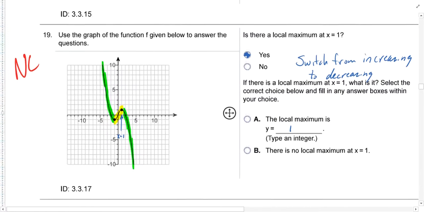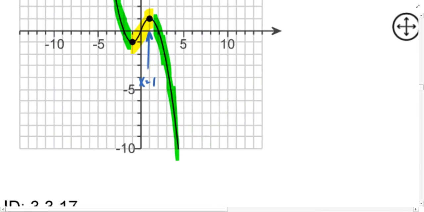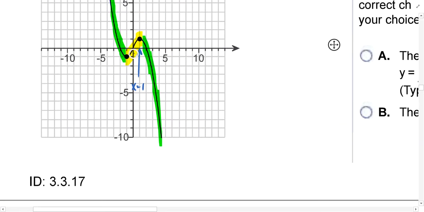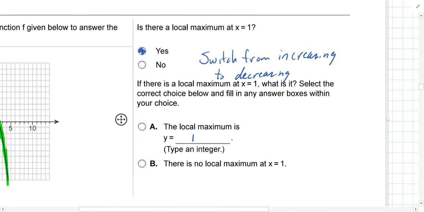For number 19, same sort of thing. This time we're being asked if at x equals 1 there's a maximum, and I would answer yes, there's a maximum here because we're switching from an increasing function to a decreasing function. As long as we make that switch, then we know we've located the maximum.